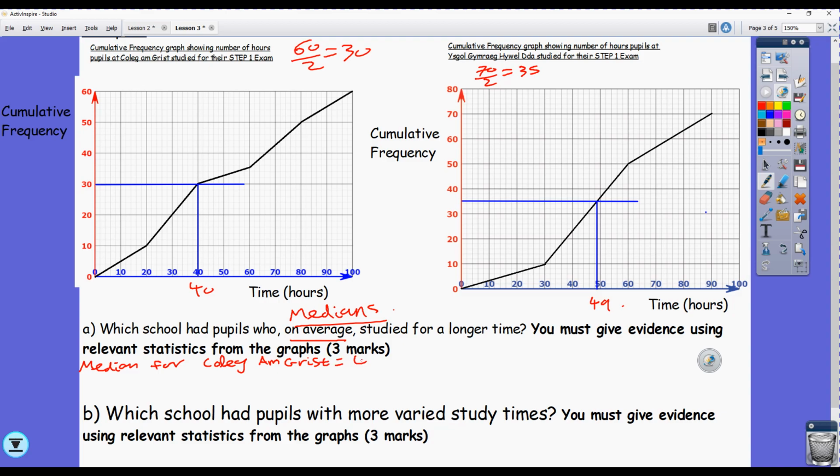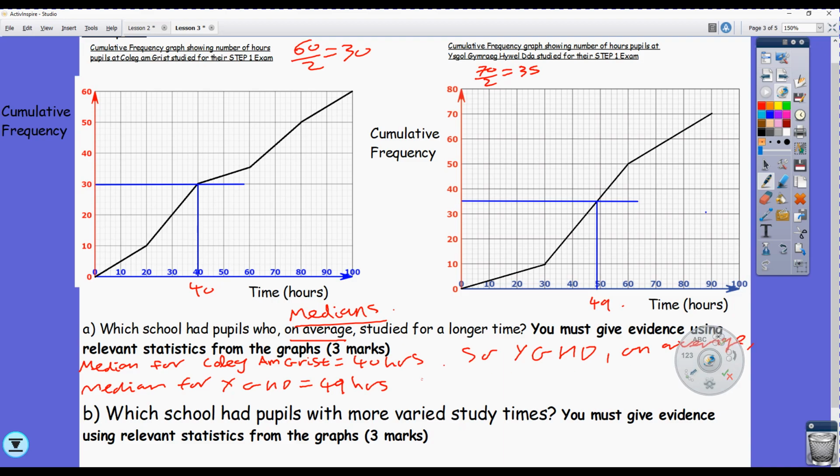So the median for the first school is 40 hours. Median for Ysgol Gymraeg Hawl Dda equals 49 hours. So Ysgol Gymraeg Hawl Dda had pupils who studied for longer on average. Again, only on average because this is an estimate.